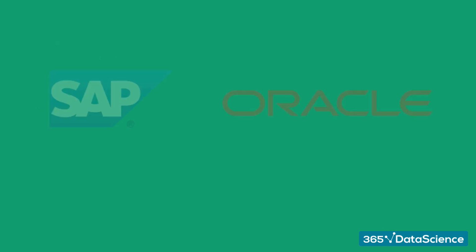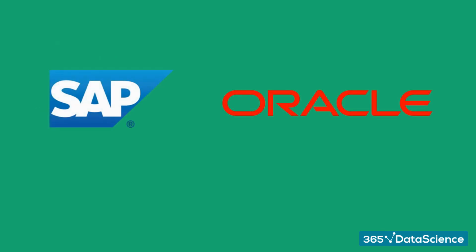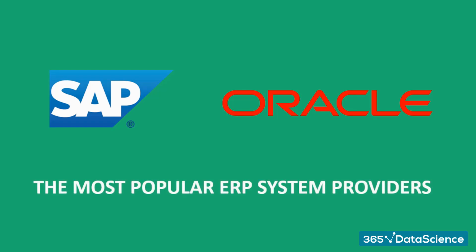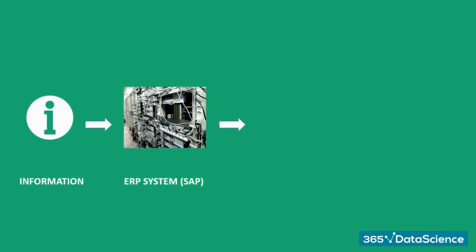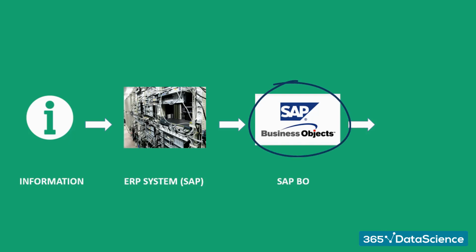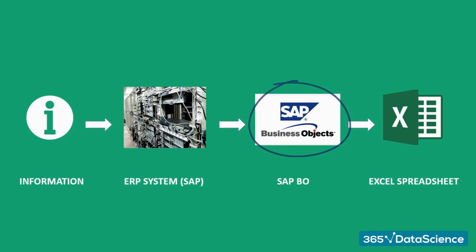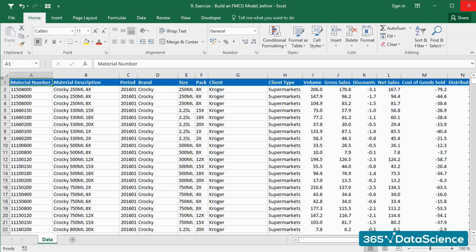The two most popular ERP system providers in the world are Oracle and SAP. The extraction has been made in SAP's Business Objects application. Business Objects is a tool that allows you to extract data that has been stored in the system. The data is naturally downloaded and used in Excel by the firm's financial analysts.